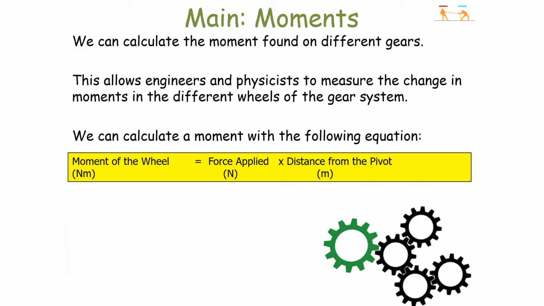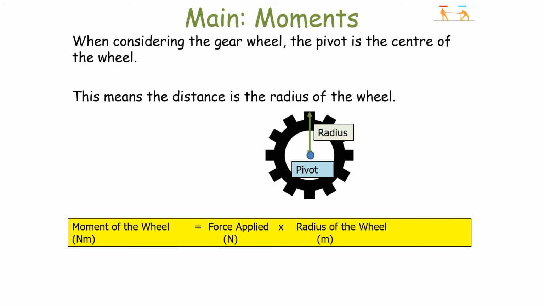Now we can calculate the moment found on different gear wheels, and this allows engineers and physicists to measure the change in the moments in the different wheels of the gear system. So we can calculate a moment with the following equation. The moment of the wheel in Newton meters is equal to the force applied in Newtons times the distance from the pivot in meters. Now when considering the gear wheel, the pivot is the center of the wheel. So the distance from the pivot is going to be the radius of the wheel. So the moment of the wheel in Newton meters is equal to the force applied in Newtons times the radius of the wheel in meters.